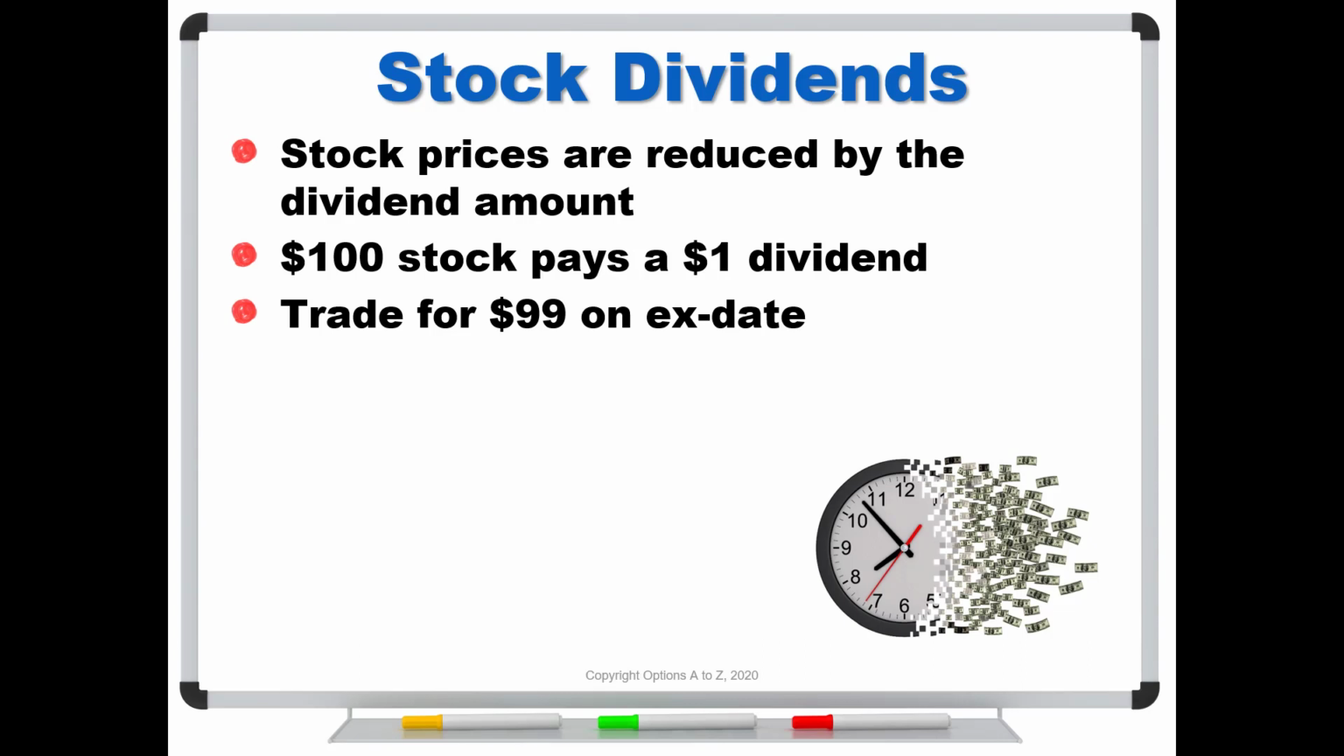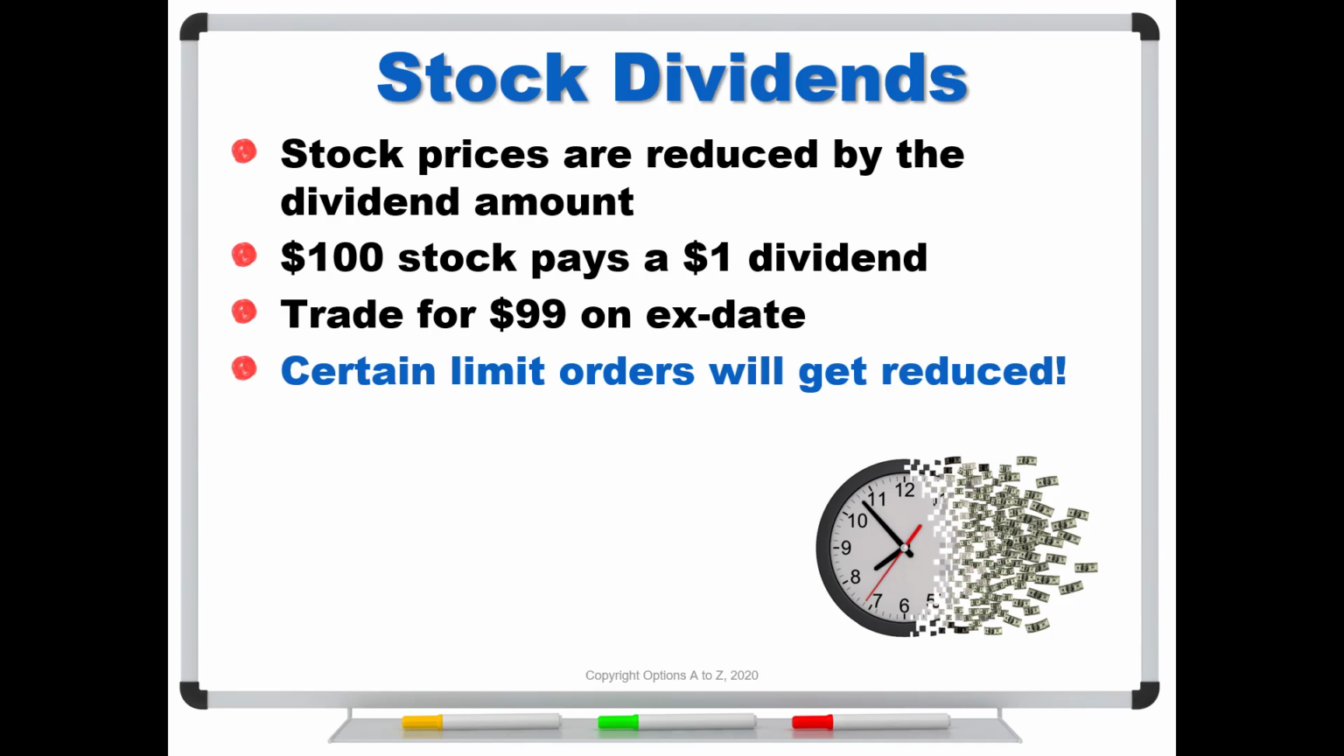Now, the reason that this is done is that the company is no longer in possession of that cash. If the market valued the stock at $100 yesterday and the company is now letting go of $1 worth of cash per share, then mathematically it should be worth $99. So that's why they reduce that stock price by the amount of the dividend on the X date. And because of this, certain limit orders will get reduced.